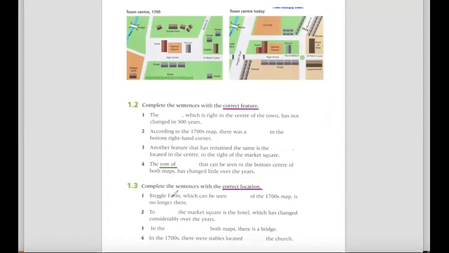So Stiegel Farm, which can be seen where of the 1970s map, is no longer there. So how would we describe where this is? So please pause the video and try and describe this location. So you can see that we always use of. If you're not sure, have a look at sentence 4 in this exercise. Okay, play when you're ready. So can be seen.